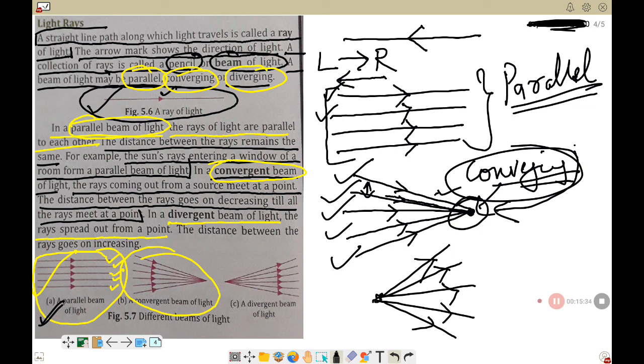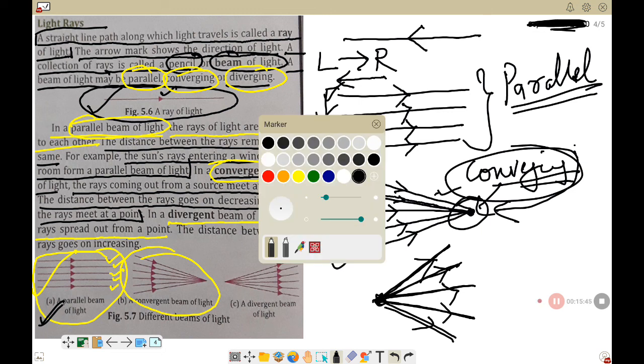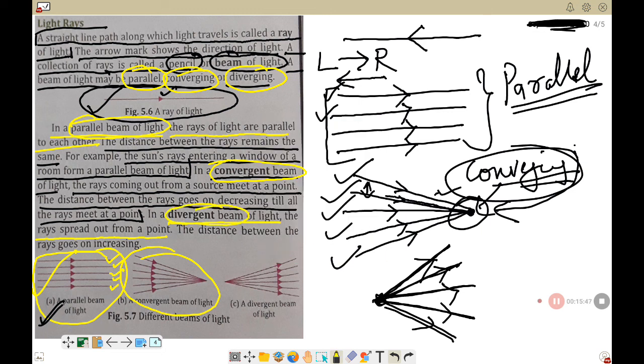So here what is happening? From a point, the rays of light are what? Spreading out, diverging out. So this type of beam is called a divergent beam of light. So here you see that a beam of light is of three types. The first one is the parallel beam of light, the second one is the convergent beam of light, and the third one is the divergent beam of light. All right, so we have learned.